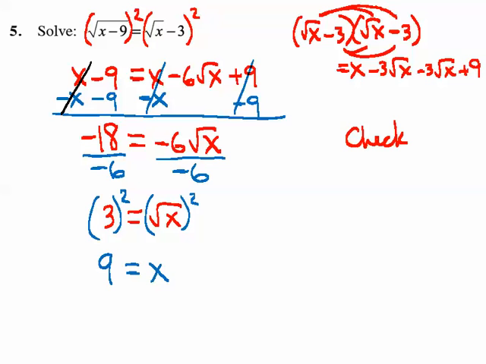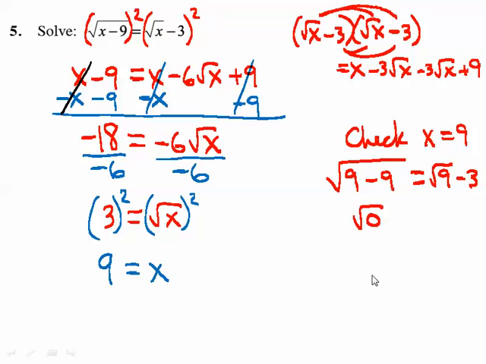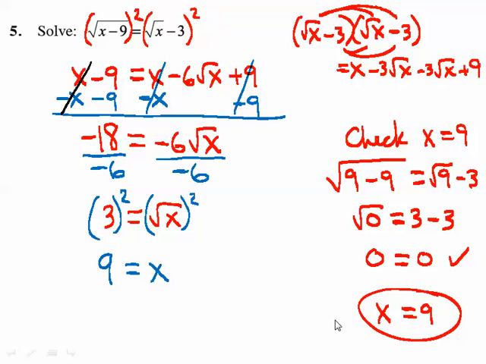Plugging back into the original problem itself, we're checking x equals 9, so 9 subtract 9 is equal to the square root of 9 subtract 3. Is that true? Yeah, 9 subtract 9 is 0. So we got the square root of 0 on this side, and it says, let's see, square root of 9 is a 3. And square root of 0 is 0, 3 subtract 3 is still a 0, so it checks out. There it is. x equals 9 does work.